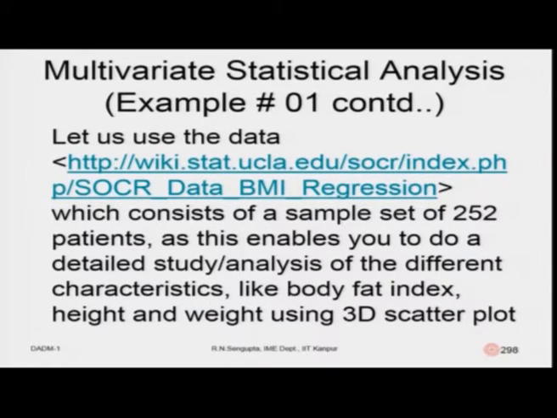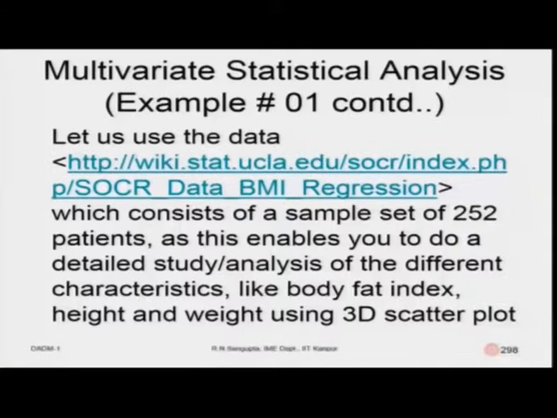So, for this, let us use the data. I am trying to use data in the real sense, what is available in the public domain, and which is used by different people to study these concepts. So, let us consider the data from the University of California, Los Angeles, and it consists of a sample set of 252 patients. All the different things are given for the patients. Please have a look at the data, you will understand.